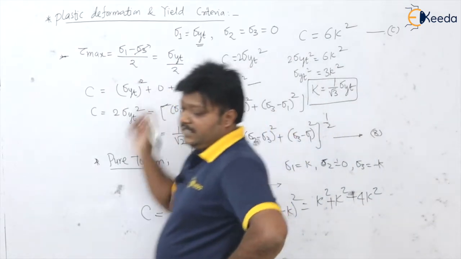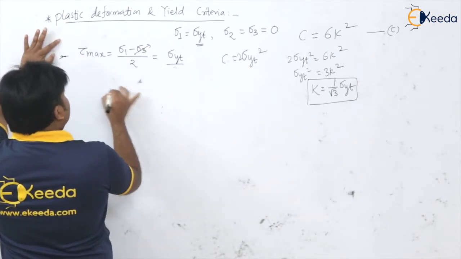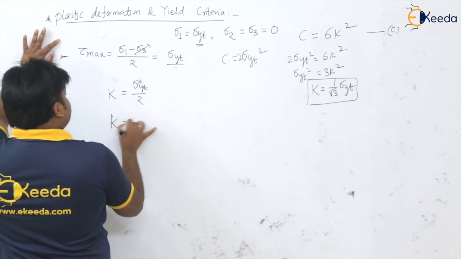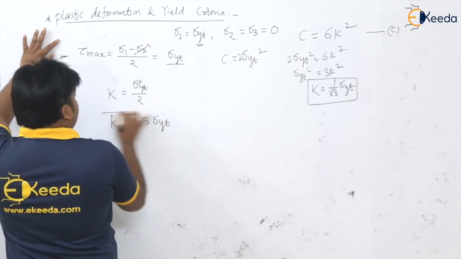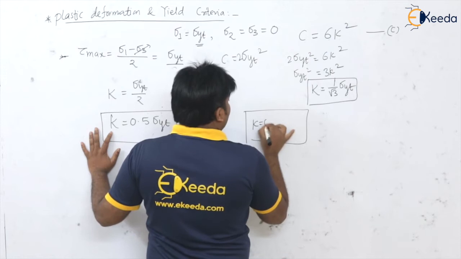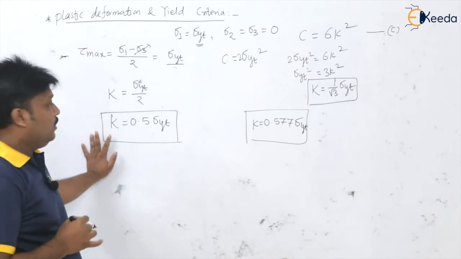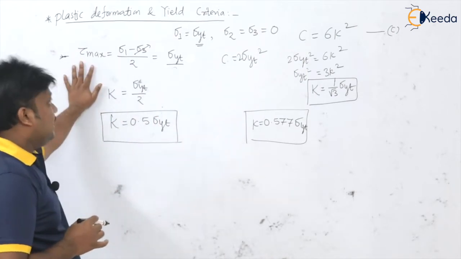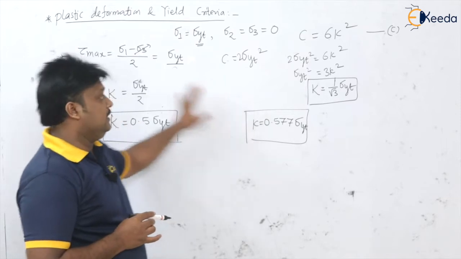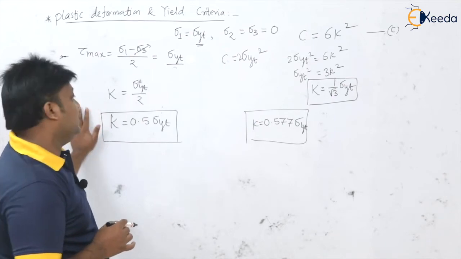And for the Tresca's criteria, what can we write? Here tau max is nothing but our k is equal to sigma yt divided by 2. So here k is equal to 0.5 times sigma yt. By this Tresca's criteria, we got the value of shear yield strength of the material. And here k is equal to 0.577 times sigma yt. Okay, so this criterion for yielding is very important. This is the Tresca's criteria, the maximum shear stress theory, and this is the von Mises distortion energy theory.